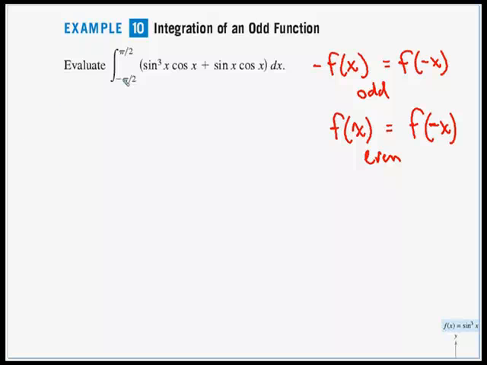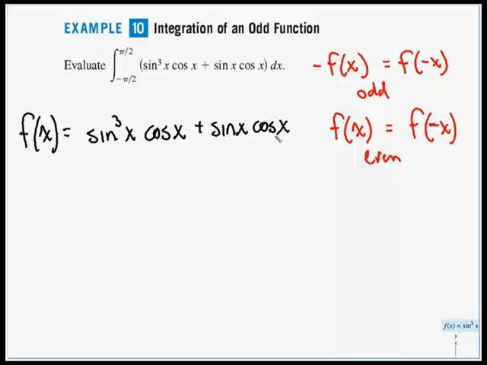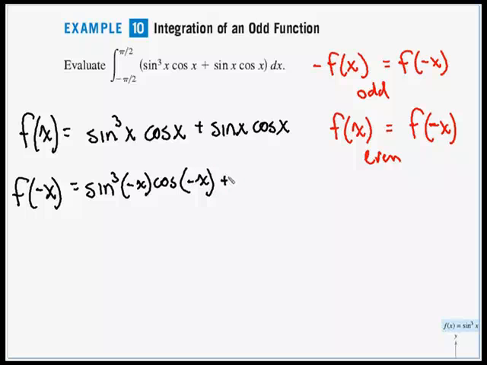So let's look at this function. Our function is f of x equals sine to the third of x cos x plus sine x cos x. Let's find out what f of negative x is. F of negative x. So I'm going to replace all my x's with negative x's. Sine to the third of negative x, cos of negative x, plus sine of negative x times cos of negative x.